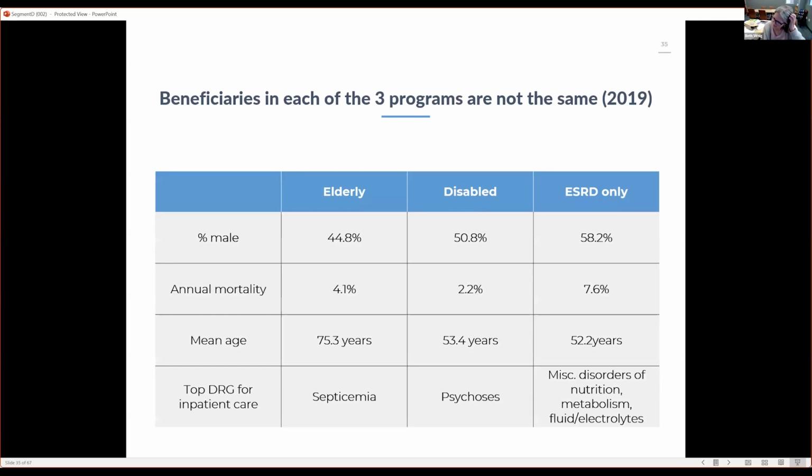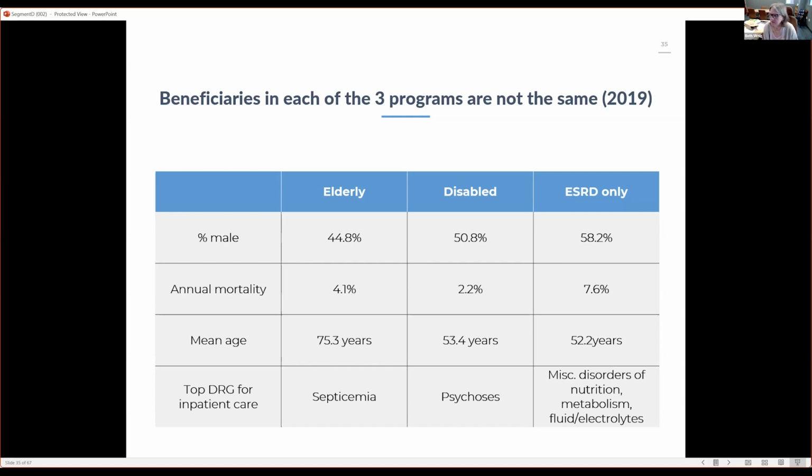I want to point out that the beneficiaries in the 3 programs are importantly different. And it's important because sometimes when you read papers, you'll see numbers that don't make sense, say a mean age of 67 years. So I want to point out that the programs are different, and depending on what you're trying to do, it may not make sense to combine them all into a single lump.